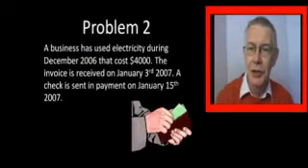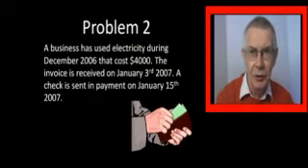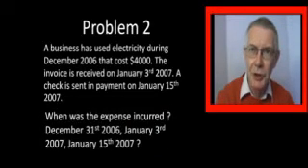A business has used electricity that cost $4,000 in December 2006. The invoice is received in January 2007 and the check is sent out later on in January 2007. When was the expense incurred? In 2006 or in 2007?